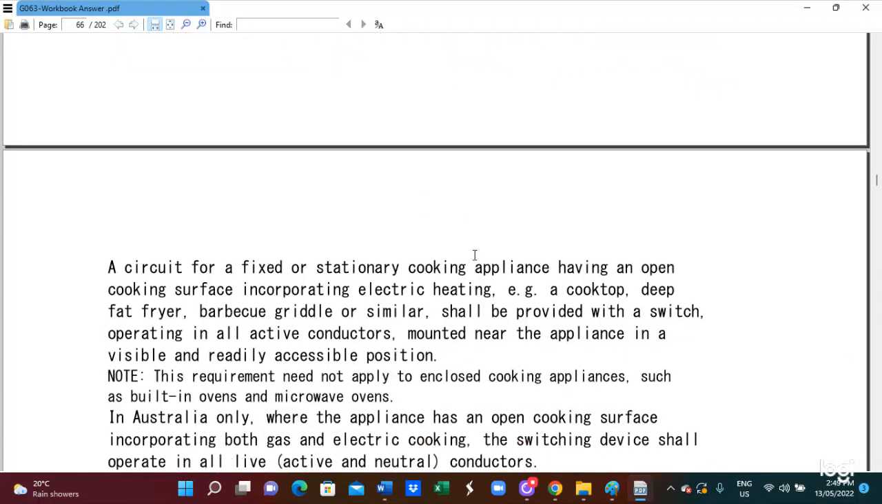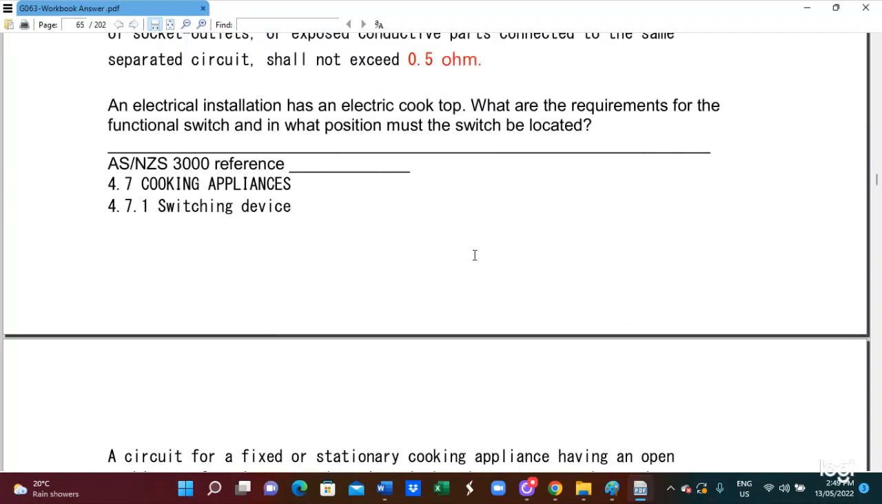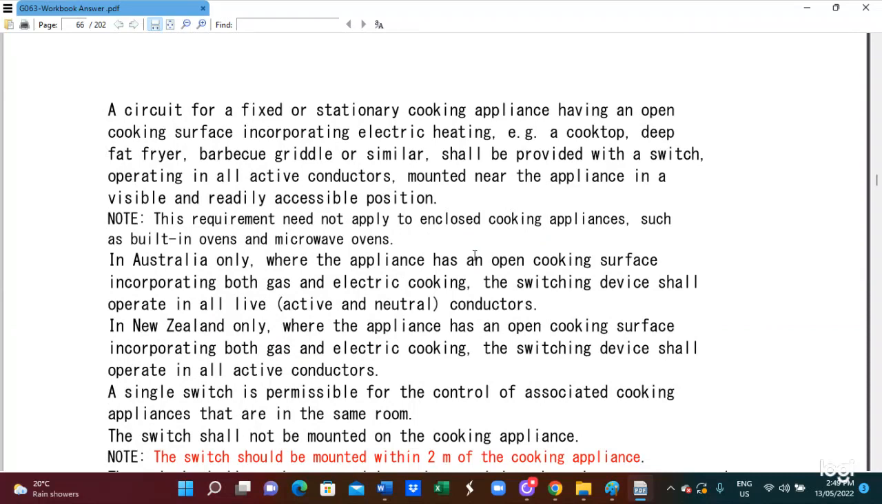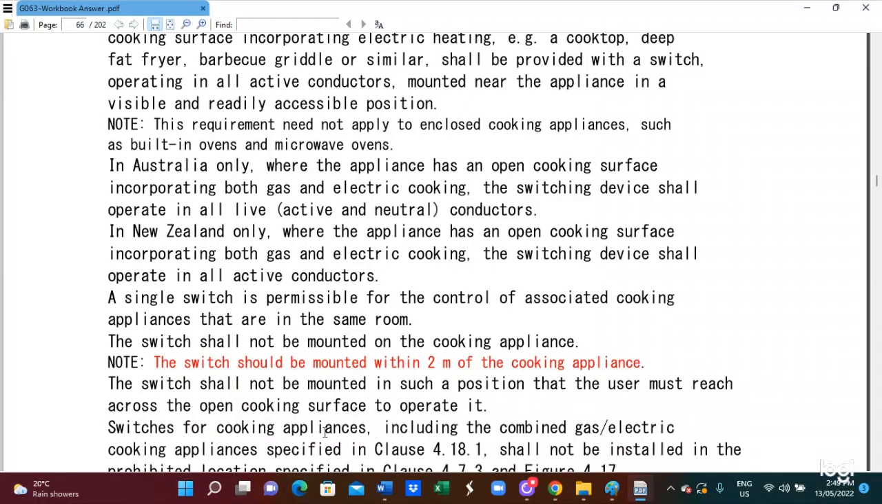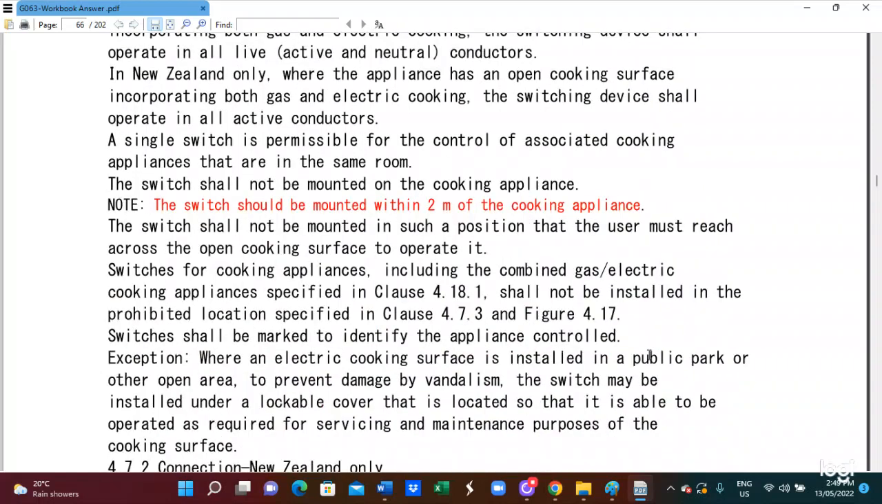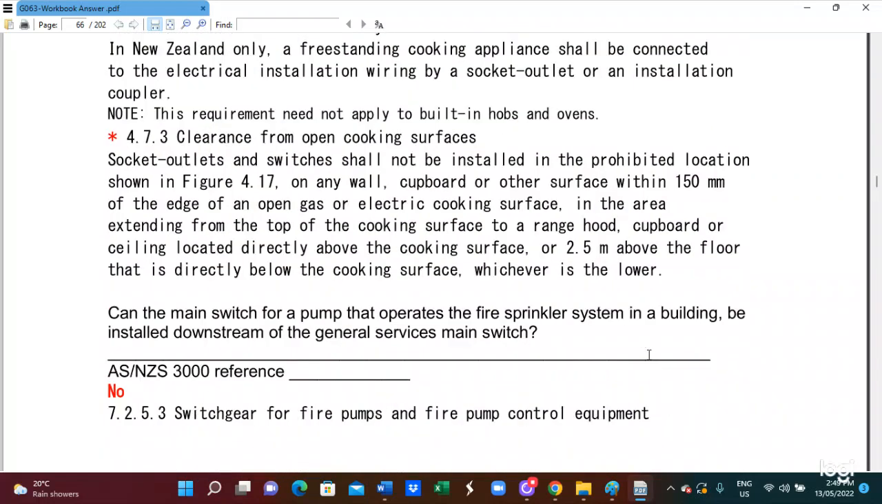Also for the switching device, we have to read clause 4.7.1 regarding switching devices for the cooking appliance. The switch should be mounted within 2 meters of the cooking appliance, so that if you run this wiring to the cooking appliance, for example the cooker, we install the switch within 2 meters of the cooking appliance. That is also important. And clearance from the hot surface is also important.